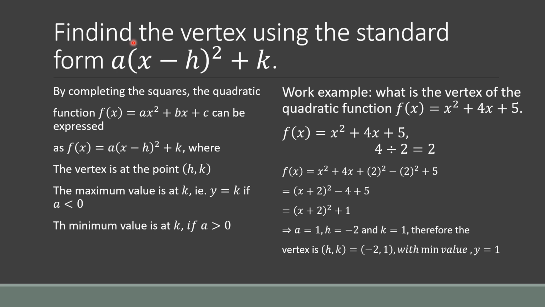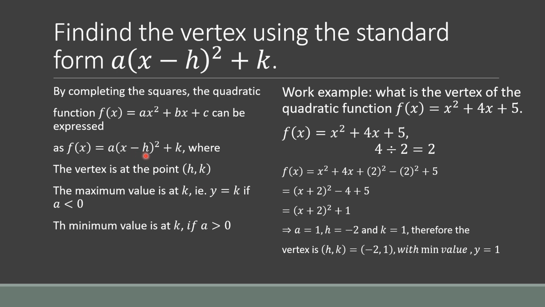Now let's move on to finding the vertex using the standard form. We also have the standard form, which is in the form of a completed square. So we have a into bracket x minus h all squared plus k. In this form, we learn how to simplify or bring down the function into this particular standard format. So by completing the square, the quadratic function can be expressed as f of x equal to a into bracket x minus h all squared plus k, where the vertex is at the point h, k.